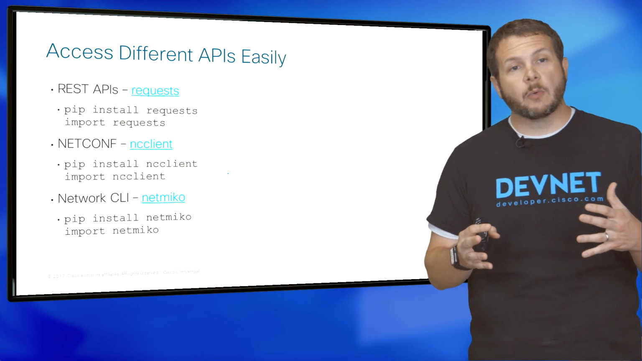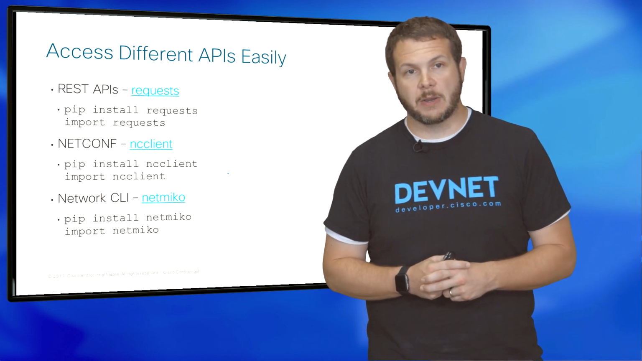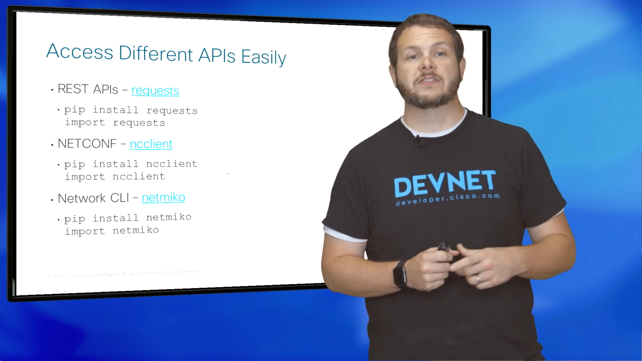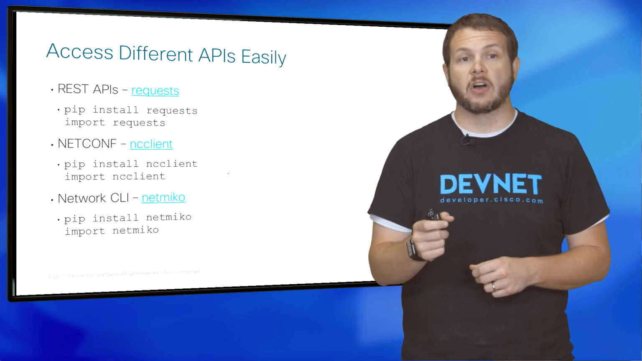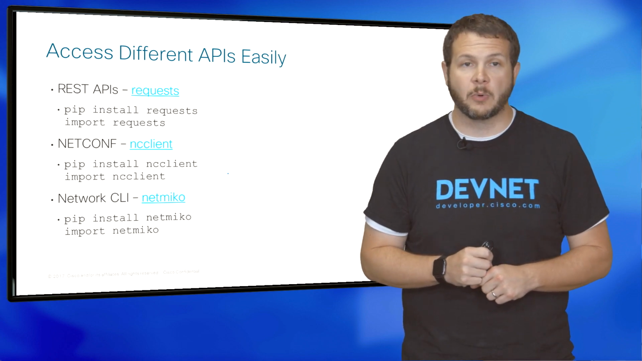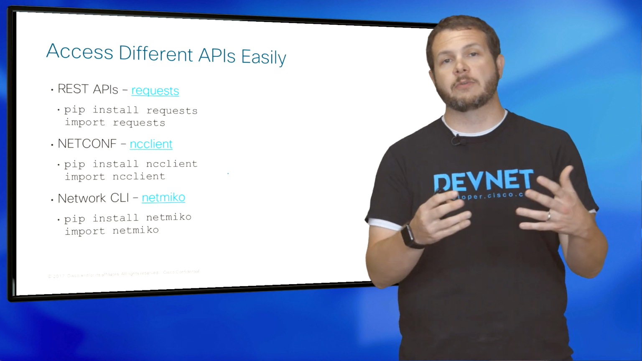So the libraries we're going to talk about here kind of hit the key network programmability APIs you might work with. So we'll start out with requests, which gives us the ability to work with REST APIs that are out there. We can install that with pip install requests and then import it. And now we have an easy way to manipulate get, post, put, all the different methods we may want to work with.